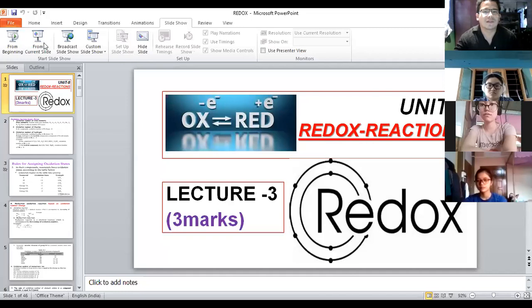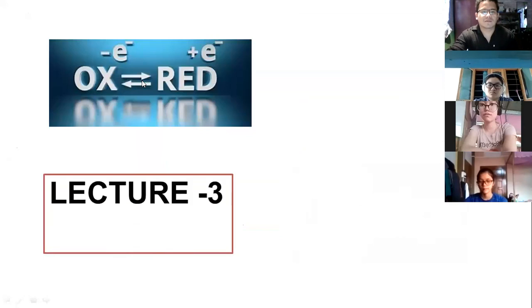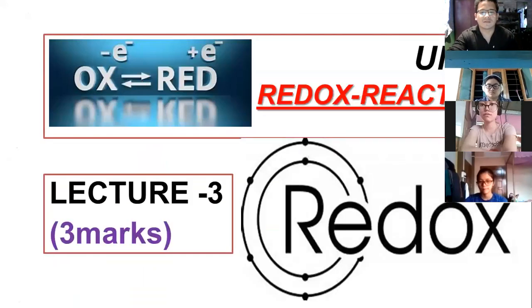So let us start redox reaction. This is the third lecture. 3 marks. So redox chemistry, what is reduction reaction, what is oxidation reaction. Now today we are going to talk about some of the important rules which we have discussed in the previous classes. So before going to the rules, I'm going to quickly summarize again what we have done in the previous classes.